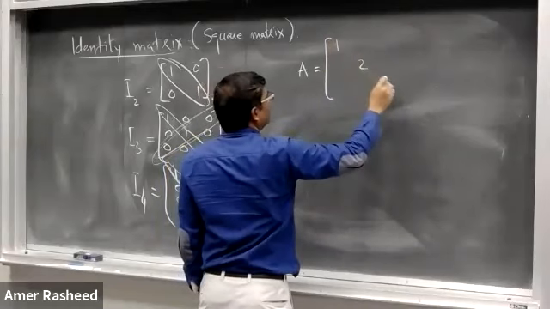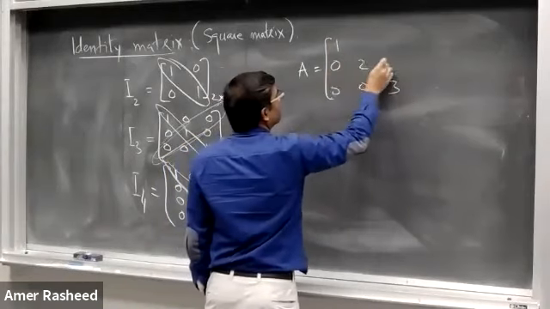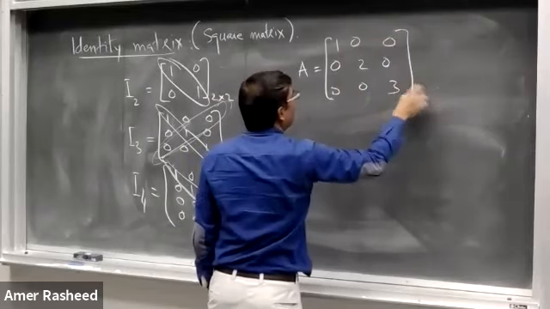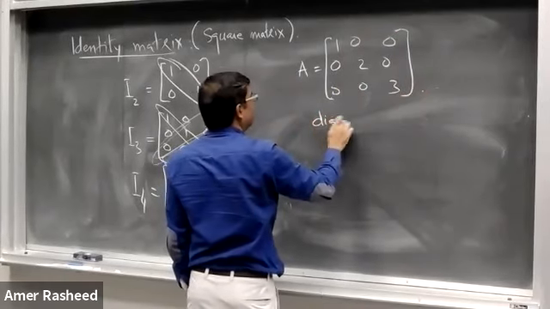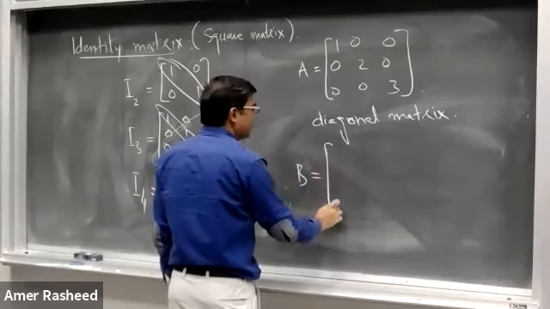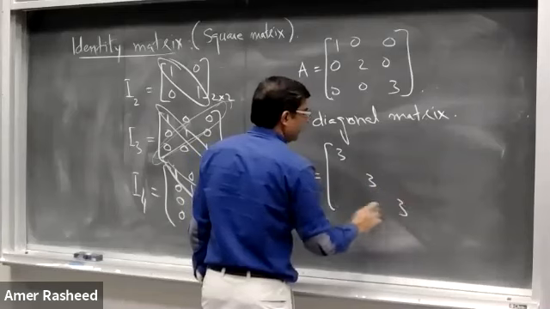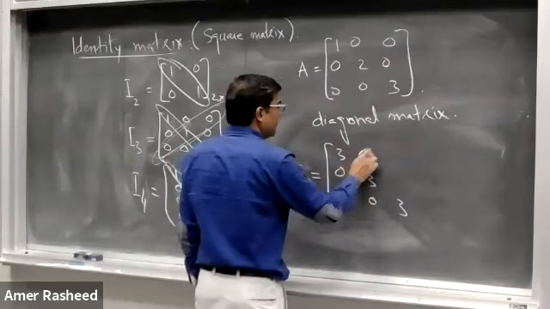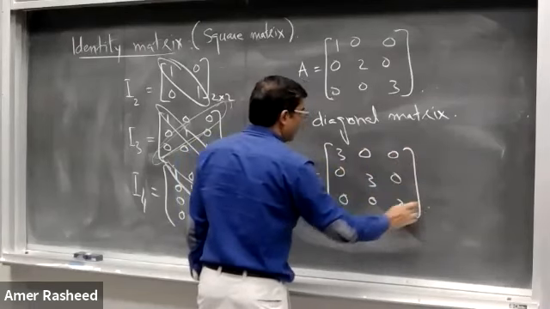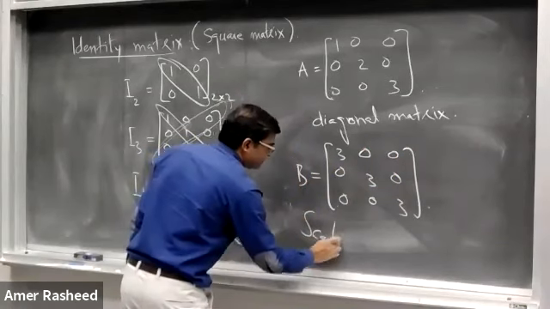You can have 1, 2, 3. This is called a diagonal matrix. And another matrix in which the diagonal entries are the same, for example 3 cross 3, with 3, 3, 3 and all other entries zeros. This kind of matrix is called a scalar matrix.